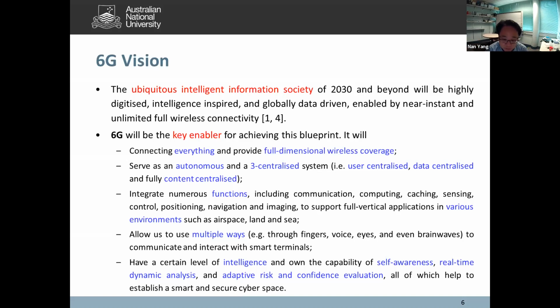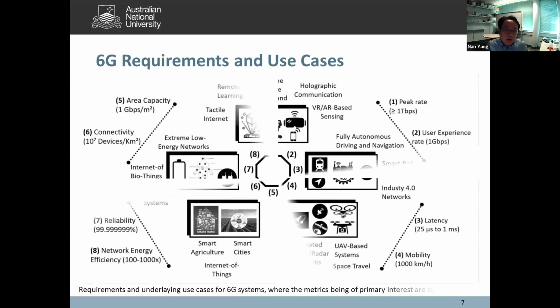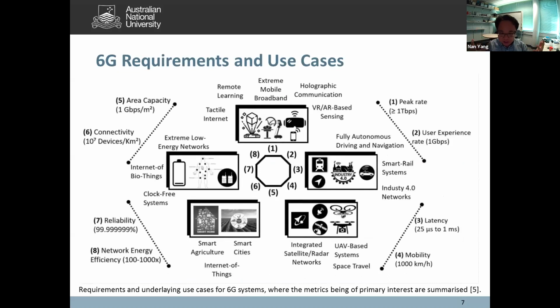And 6G may allow us to use multiple ways to communicate and interact with smart terminals. At the same time, 6G is highly anticipated to gain a certain level of intelligence and has the capability of self-awareness, real-time dynamic analysis, and adaptive risk and confidence evaluation. So these are the visions, targets, or benefits which would be provided by 6G, which come from different people and different industries. Based on that, people are trying to gather the requirements of 6G, and based on these requirements, people are trying to figure out the use cases that can be realized by 6G.